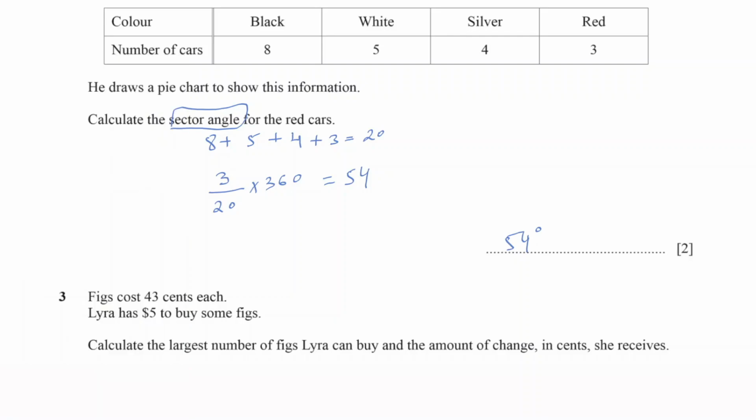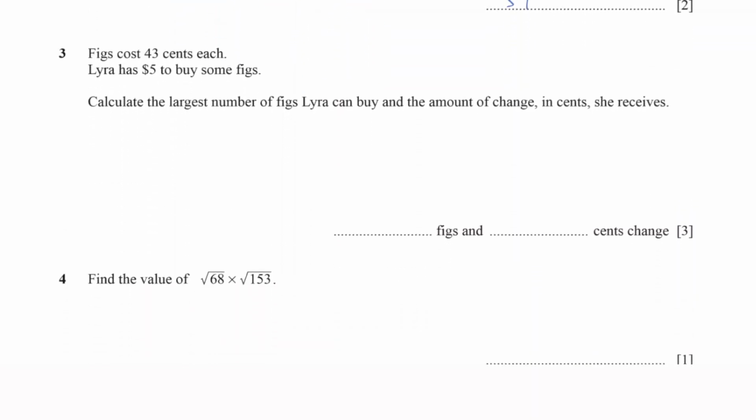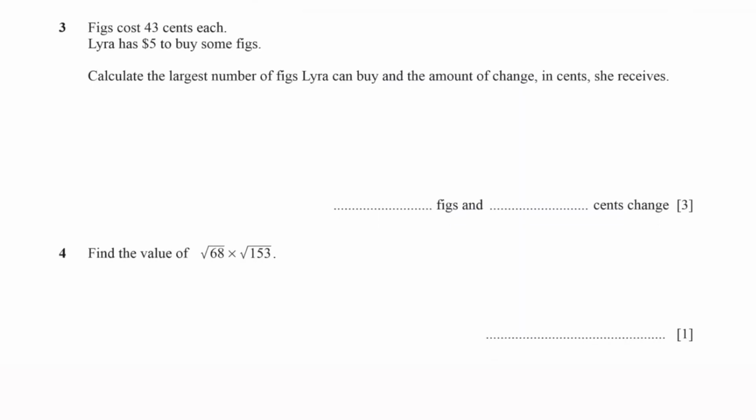Question number 3. Figs cost 43 cents each. Lyra has $5 to buy some figs. Calculate the largest number of figs Lyra can buy and the amount of change in cents she receives back. So each fig costs 43 cents, right? And she has $5. So $1 is equal to 100 cents, right? So $5 will be equal to 500 cents, correct?